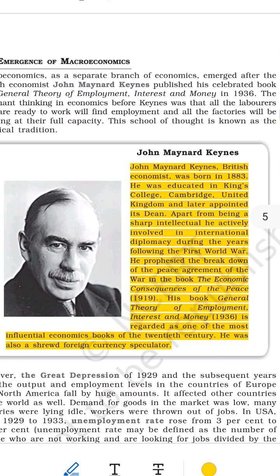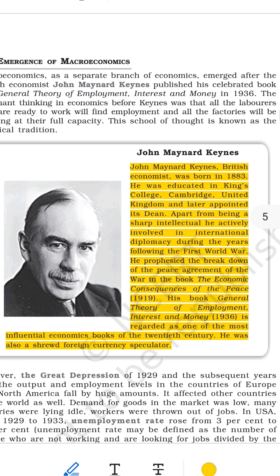Line 6. He was also a shrewd foreign currency speculator. He also worked with foreign currencies, money from different countries. A speculator is someone who buys and sells currencies or stocks to make a profit. He was shrewd, meaning he was clever and smart in doing this.